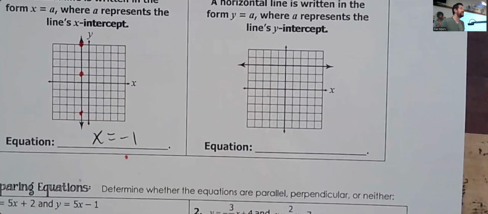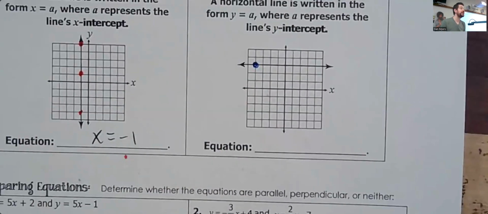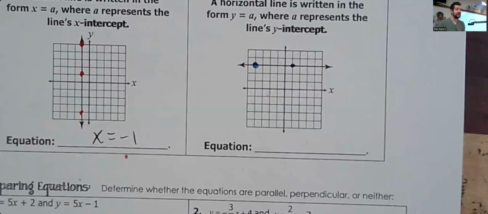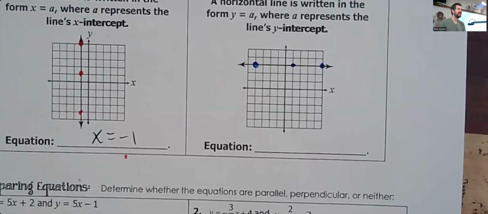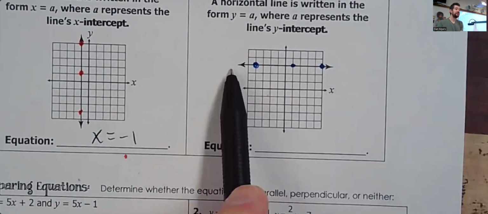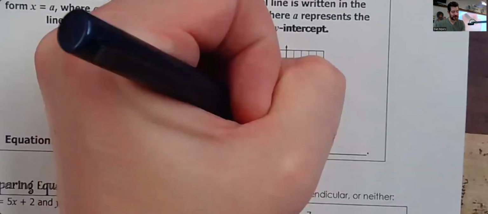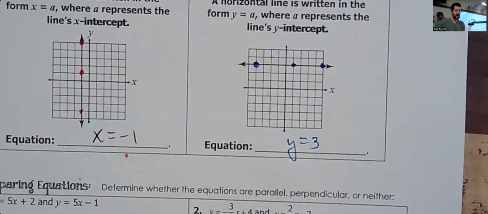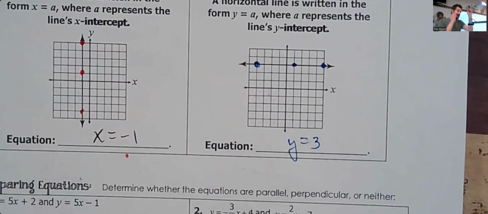Likewise, anytime you have a horizontal line, what is the y value of this point right here? 3, okay? What is the y value of this point? 3. What's the y value of that point? 3. Every single y value on a horizontal line is the same. So the equation for this one is y equals 3. How far up is this line from the x-axis? Yeah, so it's up 3, so the y value has to be 3 for every single point.